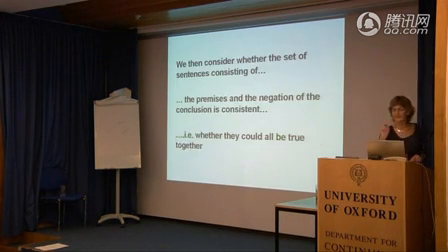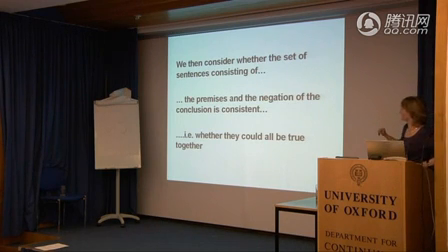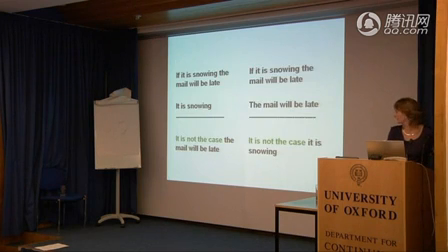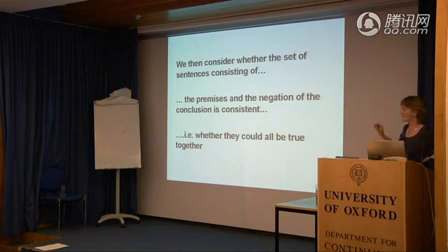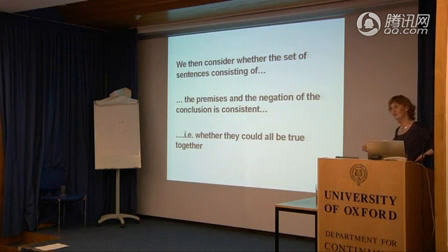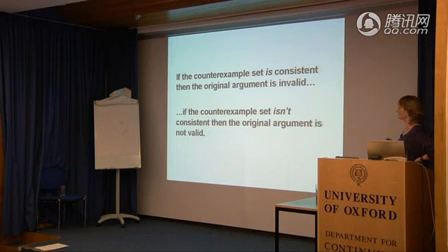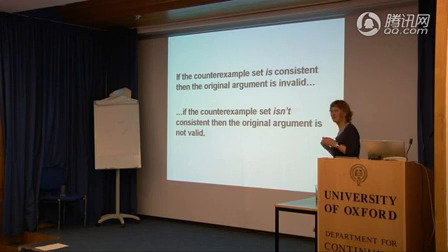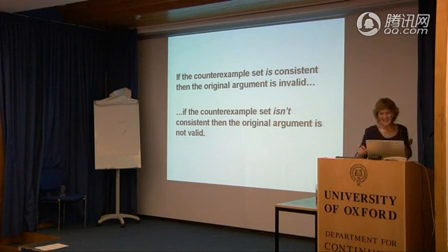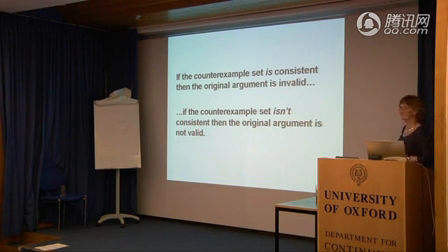The next thing we do is we need to consider whether the set consisting of the premises and the negation of the conclusion, in other words, the counter-example set, is consistent, i.e., could they all be true together? If the counter-example set is consistent, then the original argument is invalid. Can anyone see why that's the case? Oh, this is really tough. Why am I doing this to you? If the counter-example set isn't consistent, then the original argument isn't valid.